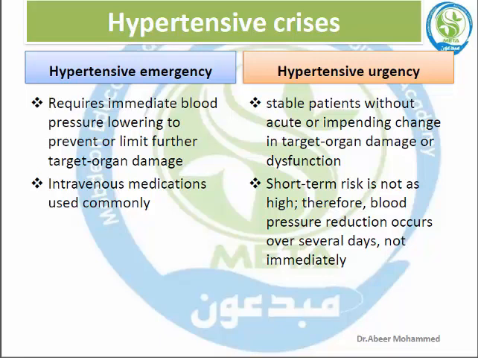In case of hypertensive urgency, the patient will be stable with no organ damage. That means no immediate risk of organ damage. We just need to decrease the blood pressure to prevent progression to organ damage or dysfunction, and it may take several days to decrease the blood pressure. It doesn't have to be an immediate decrease.